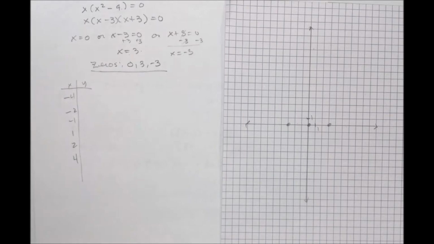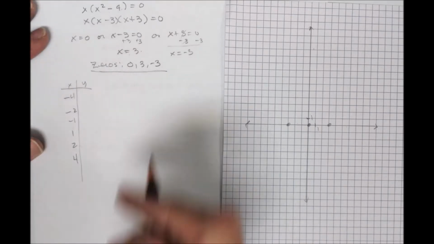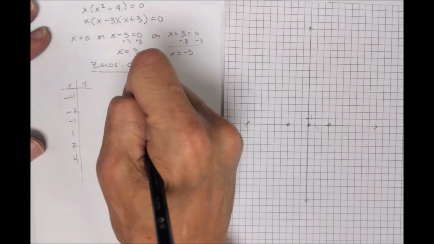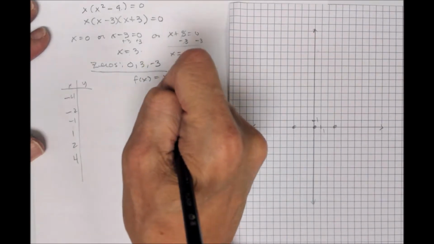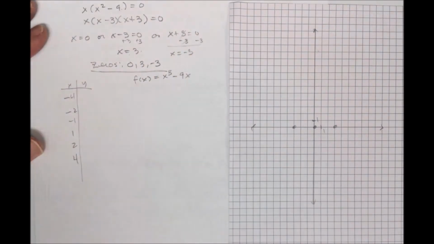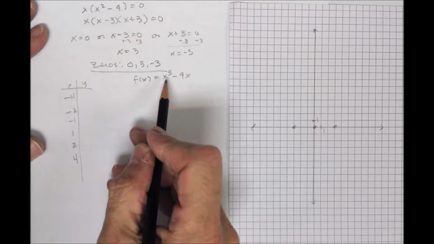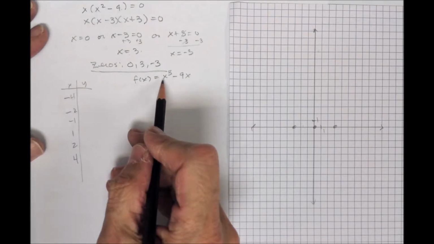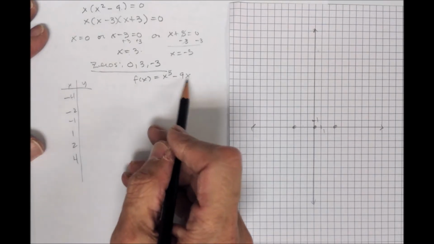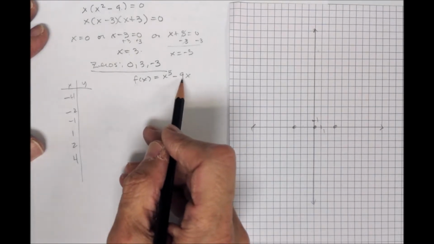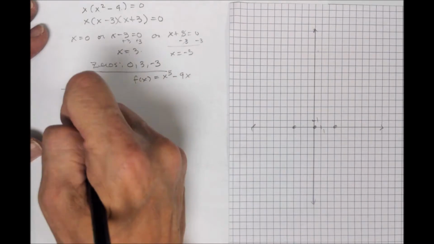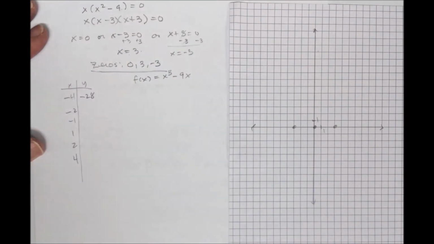Now, the bad news is you've got to plug them into the function. Remember the function, it's off the screen there. It's x to the third minus 9x. So if I plug negative 4 in, negative 4 to the third power is negative 64, minus 9 times negative 4, that's plus 36. Negative 64 plus 36 is negative 28. Yeah, that's going to be way off my graph, unless I change the scale.